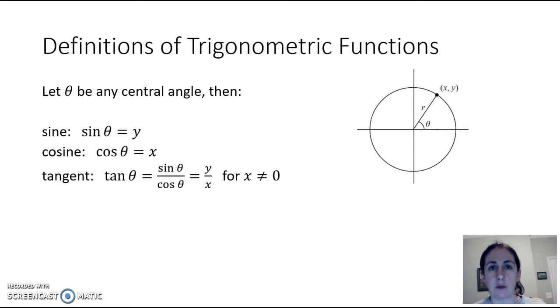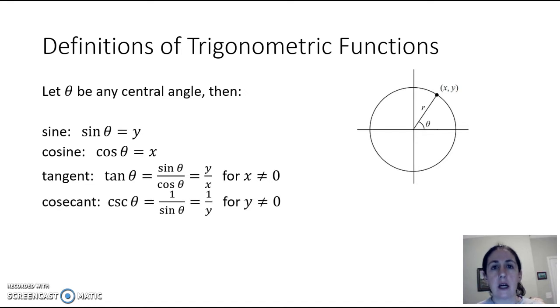Since we said the sine was the y value and the cosine was the x value, then the tangent must be y over x, and of course x can't be equal to 0. Now the next 3 trig functions are called reciprocal trig functions. The first one we have is the cosecant. The cosecant is the reciprocal of the sine, so cosecant is equal to 1 divided by the sine of theta. Again, the sine of theta was y, so the cosecant is 1 over the y value, and of course y can't be equal to 0.